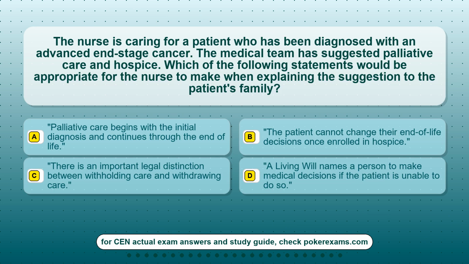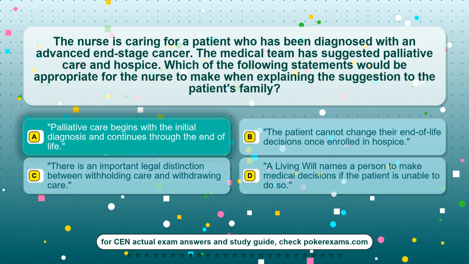Question 12. The nurse is caring for a patient who has been diagnosed with advanced end-stage cancer. The medical team has suggested palliative care and hospice. Which of the following statements would be appropriate for the nurse to make when explaining the suggestion to the patient's family? Option A. Palliative care begins with the initial diagnosis and continues through the end of life. Option B. The patient cannot change their end-of-life decisions once enrolled in hospice. Option C. There is an important legal distinction between withholding care and withdrawing care. Option D. A living will names a person to make medical decisions if the patient is unable to do so.